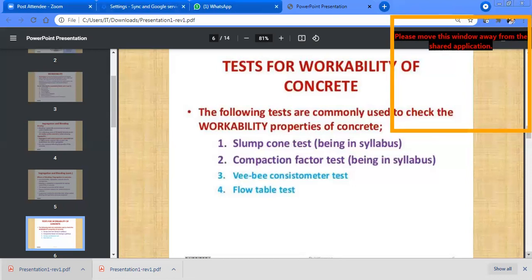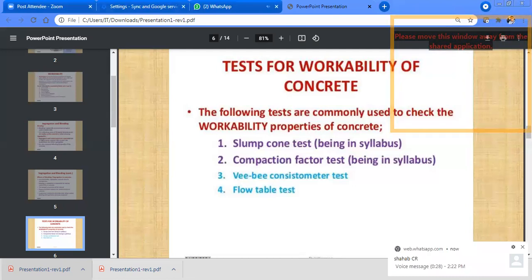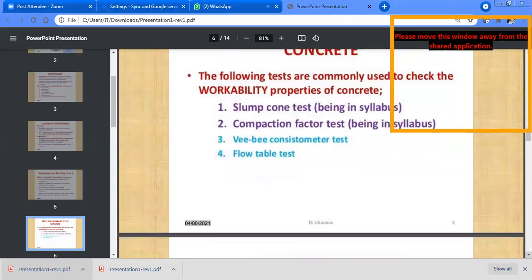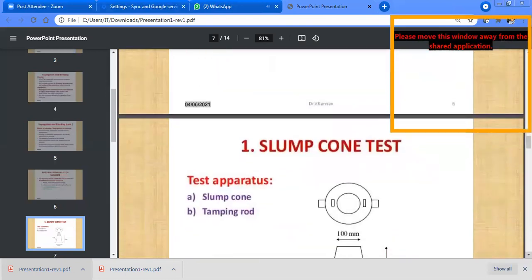As I told you, when the concrete reaches site, we have to check the temperature. We have to take the slump cone test at site, and we need to check what is the required slump for this class of concrete. So this is the main factor. Other tests in the syllabus include the compaction factor test, flow table, and slump cone test.